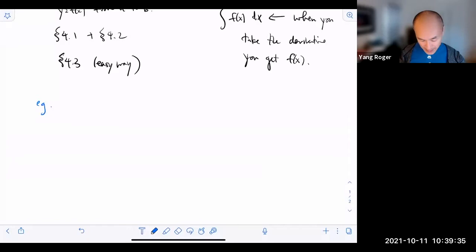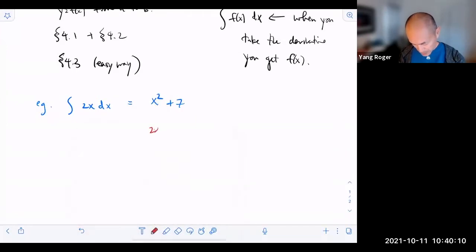If I want the antiderivative of 2x, that's just going to be x squared, right? Because when I take the derivative of x squared, I get 2x back. So you'll also notice that if I put x squared plus 7, this is still an antiderivative of 2x. Because when I take the derivative of x squared plus 7, the derivative is going to be 2x plus 0, which is just 2x. So when I take the derivative of the antiderivative, I get the original thing back.